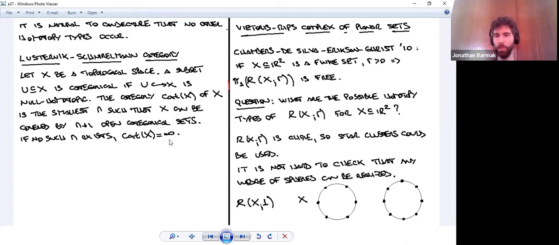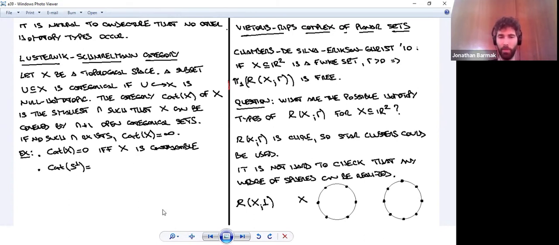So let's go to some examples. When is the category of a space 0? We should be able to cover X by just one open categorical set. So it has to be X. So the identity of X has to be null homotopic. And this happens exactly when X is contractible. So this is category 0.